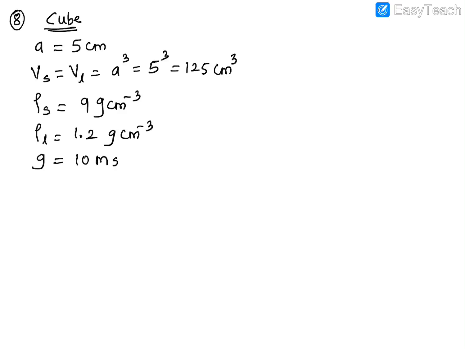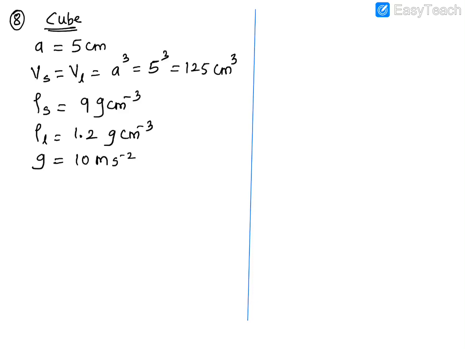So see, everything was in CGS. It was all going so well. And then they gave you gravity, which is 10 meter per second squared. Now remember, if the gravity is not given to us, you can write your answers in gram force or kilogram force. But if the gravity is given to you, then you have no choice. You'll have to find the answer in SI unit only.